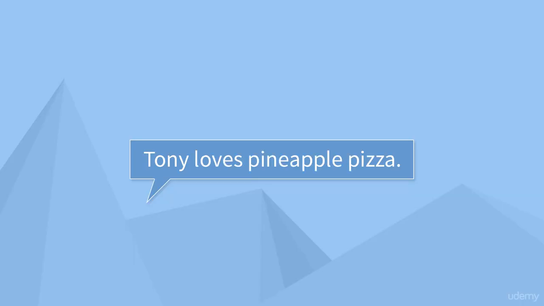In this lesson, we look at the main ideas behind simple sentences and the main parts that they're made up of. So by the end of this lesson, you should be able to break a simple sentence down into its main component parts and describe what those parts do. So for example, we should be able to look at the sentence, Tony loves pineapple pizza, and describe the function of each part.